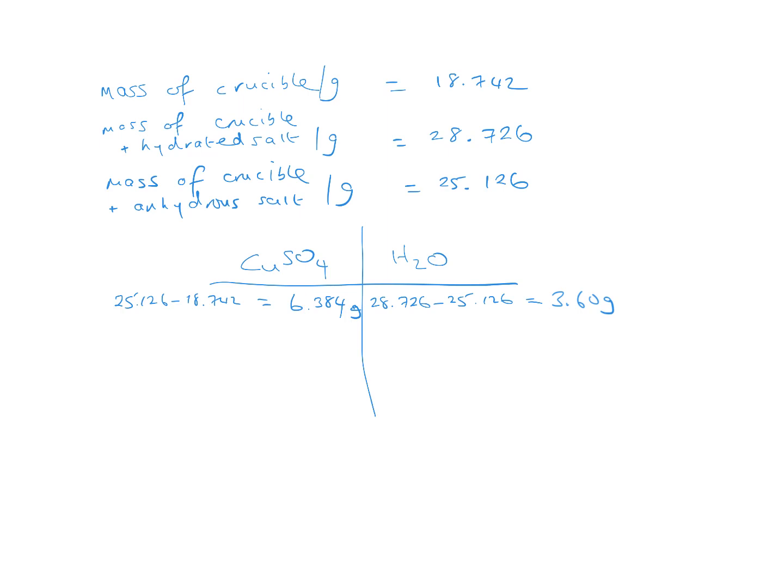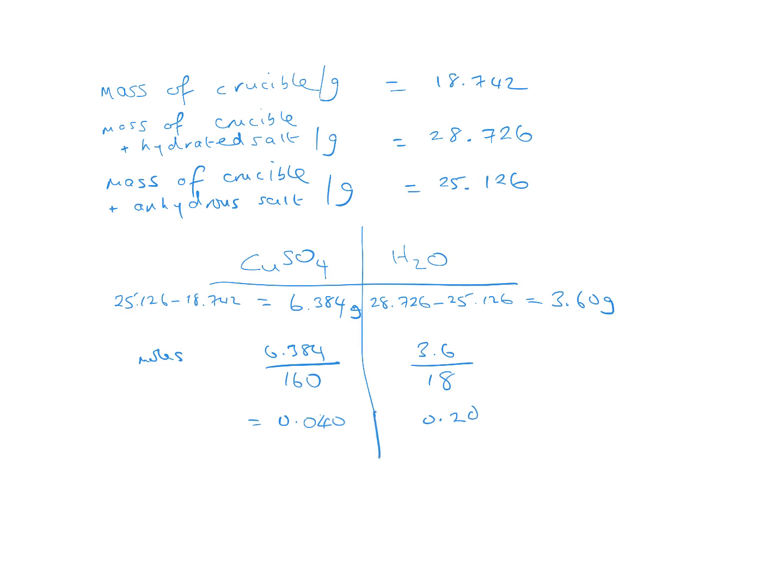Now that I've got the masses of the anhydrous salt and of the water, I can convert those to moles. This is going to be 6.384 over the MR, or the RFM, of copper sulfate. That's 160. That equals 0.040. The moles of water will be 3.6 over 18. That's 0.2, or 0.20.